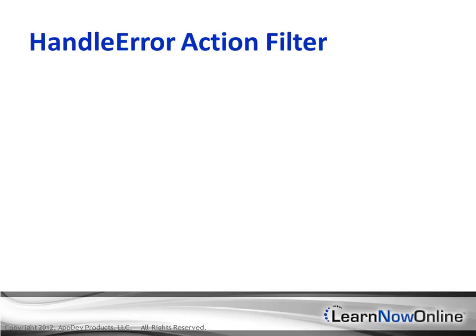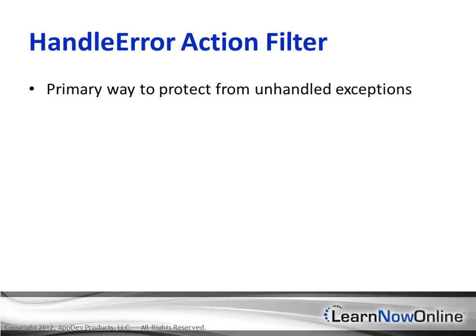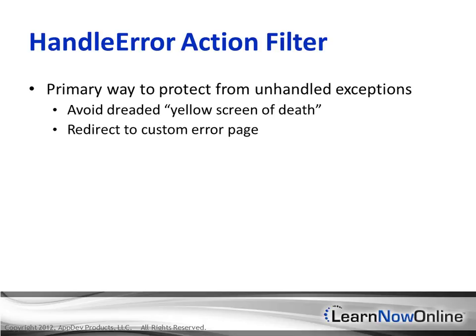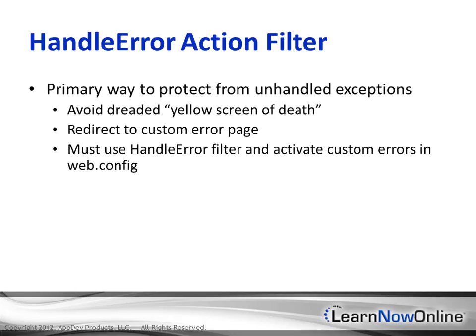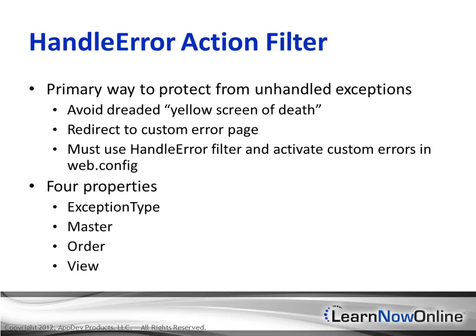The handle error action filter is one of the handiest types of filters you can add to any action. This is the primary way to protect it from unhandled exceptions. This will help you avoid the dreaded yellow screen of death, or YSOD. This can also redirect you to a custom error page. One thing to note is that you must use the handle error filter and activate custom errors from the web config. Here are some properties of the handle error action filter. First is the exception type. Next we have master, order, and then finally view.